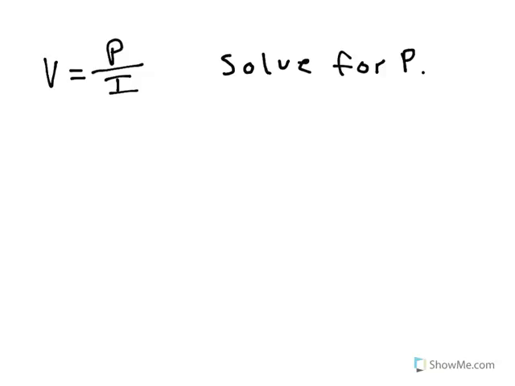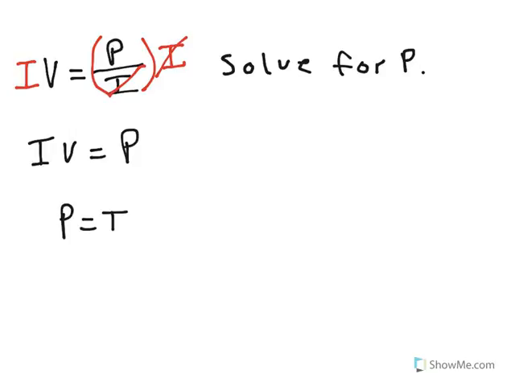Another example, V equals P divided by I. Solve for P. P is in our numerator. We need to get it alone by getting rid of the denominator. To get rid of a denominator in a fraction, we multiply by the denominator and the I's will cancel out. But we must also multiply the other side of the equal sign by the denominator as well. And that gives us IV equals P, or P equals IV.